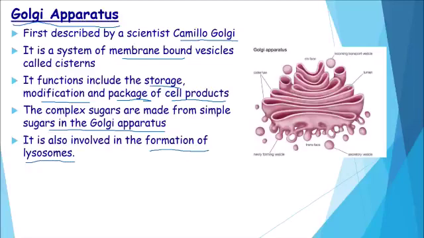I'll be telling you later what are lysosomes. Okay, but now you remember that formation of lysosome is supported by the Golgi apparatus, right? So Golgi apparatus is clear to you. It is discovered by Camillo Golgi, membrane bound structure, and it has the membrane bound vesicles. You can see from here these structures are called cisterns. These are cisterns of Golgi apparatus, right?